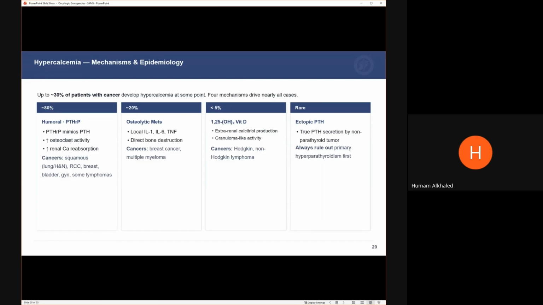Ectopic PTH is very rare. I'm really not going to go over it. I haven't seen it at Georgetown yet, but you may see it in certain patients.